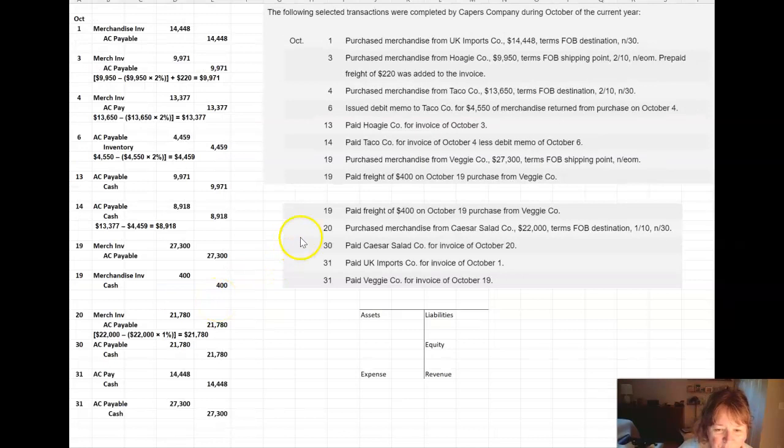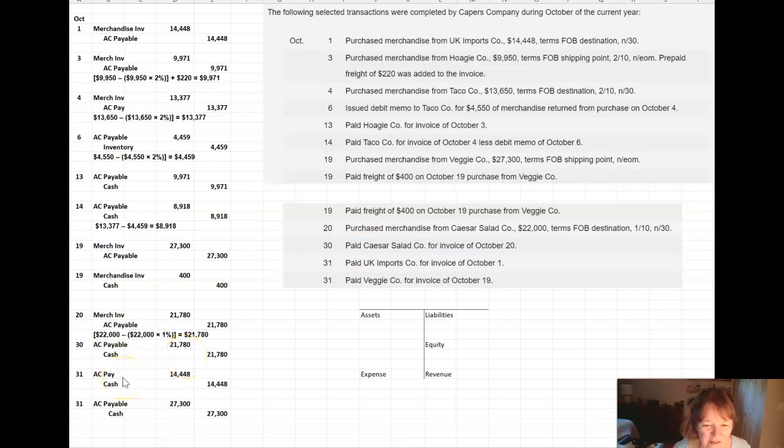And then on the 20th, we purchased merchandise for $22,000, 1/10, net 30. And that's FOB destination also. So we would have 22,000 minus 1% of 22,000, which is $21,780, that would go into the inventory account. So merchandise inventory 21,780, accounts payable 21,780. And then on the 30th, we paid for the Salad invoice on the 20th. So that would be a debit, or decrease the payable, decrease cash for 21,780.